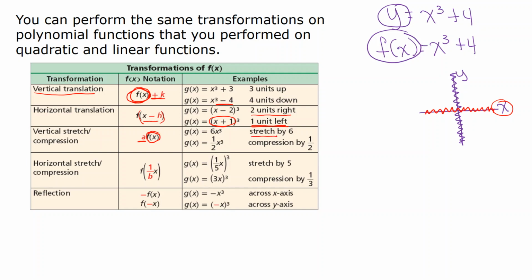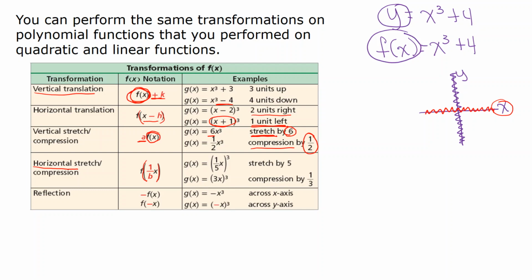Now, let's remember, for the stretch and compression, if this number, this coefficient, is greater than 1, then we call it a stretch, all right? If it's less than 1, like a fraction, then we call it a compression. All right, so that's how we know whether it's a stretch or compression. So now let's talk about the horizontal stretch or compression. Remember, horizontal is dealing with our x, and if it's snuggled up inside the parentheses with our x, that tells us it's going to be a horizontal stretch or compression.